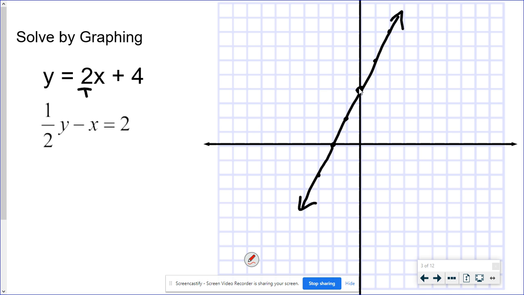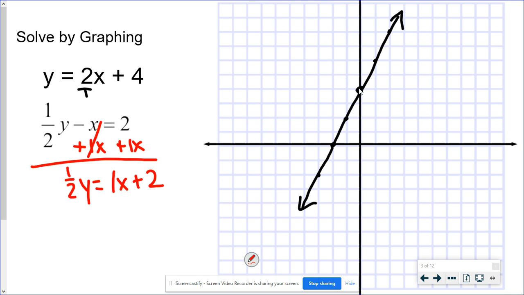Now, my second equation, again, not in slope-intercept form. So let's start by moving the x to the other side. Let's add this 1x. So I would have 1/2 y equals 1x plus 2. But I don't want 1/2 y, I just want y. I would have to get rid of multiplying by a half, but we don't divide by fractions. We would multiply by the reciprocal, which is 2 over 1, or just 2.